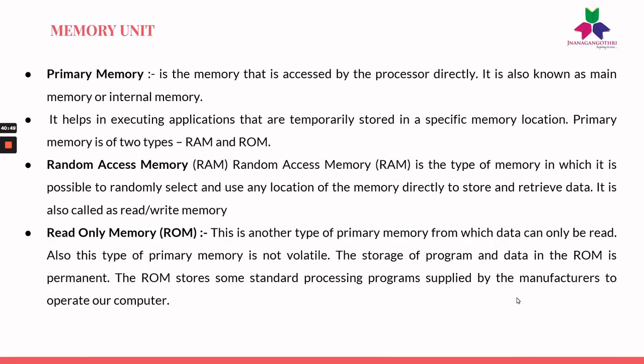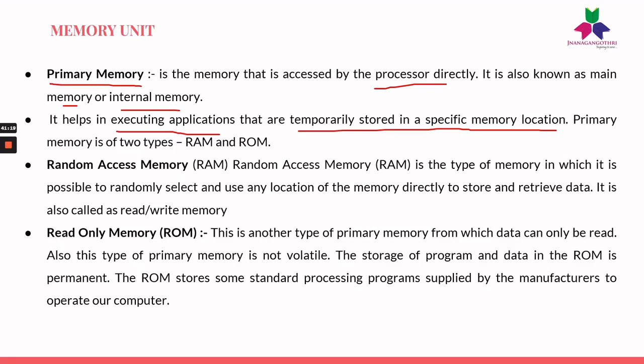Moving on to the next slide. Primary memory. What is primary memory? It is memory that is accessed by the processor directly. It is also known as main memory or internal memory. So what are its applications? It helps in executing applications that are temporarily stored in a specific memory location.